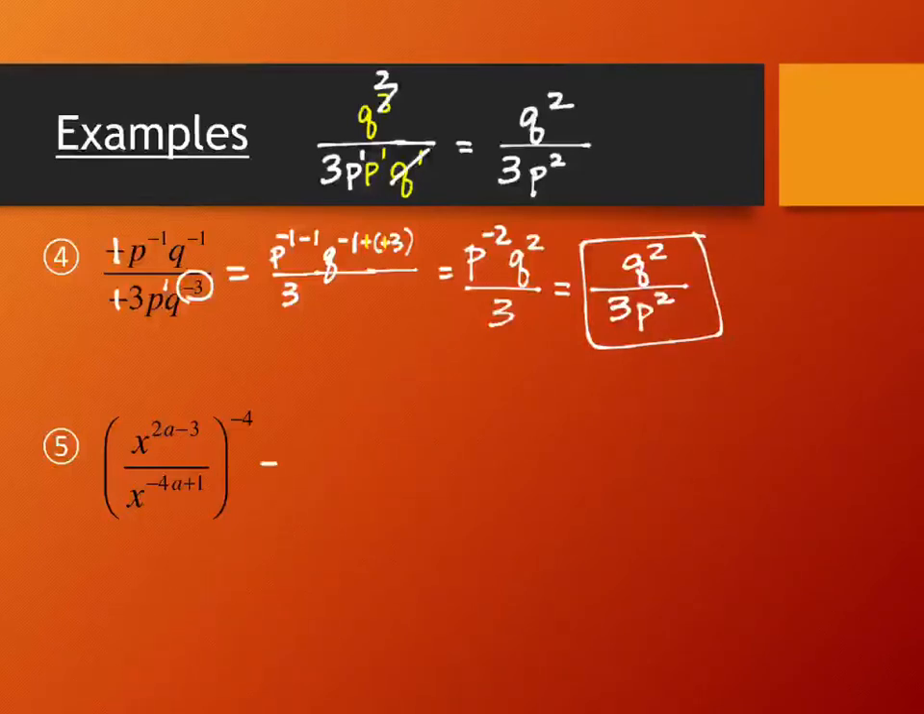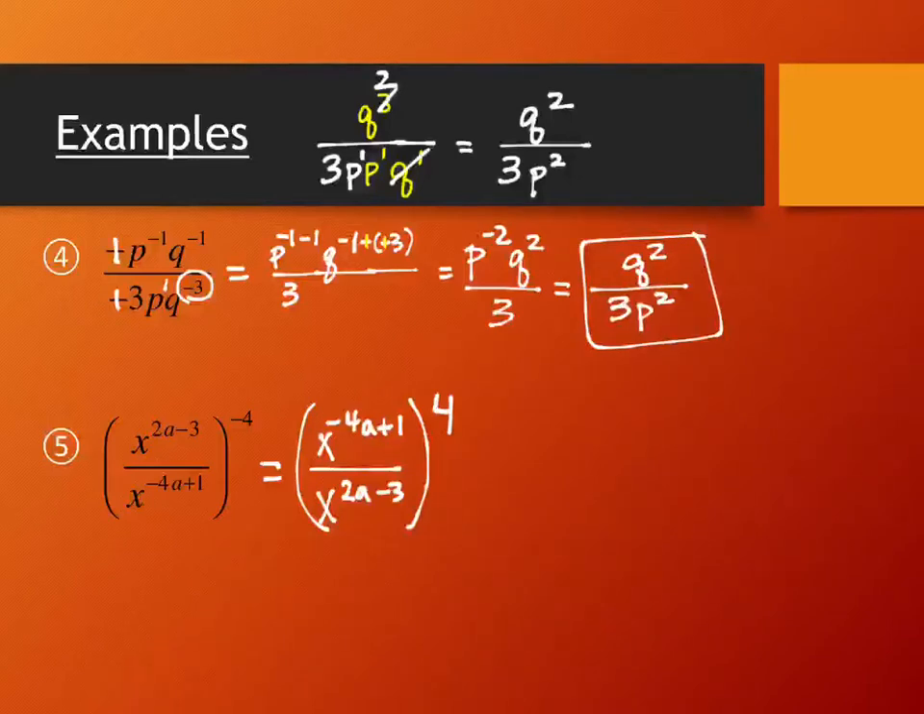So the fact that it is negative means that I can flip it upside down. So it means that everything that was on bottom, which was x to the negative 4a plus 1, is now on top. And what was on top, x to the 2a minus 3, is on bottom. It's still raised to an exponent, it's just that the exponent's positive now. Okay? And then we're going to distribute the 4 in.